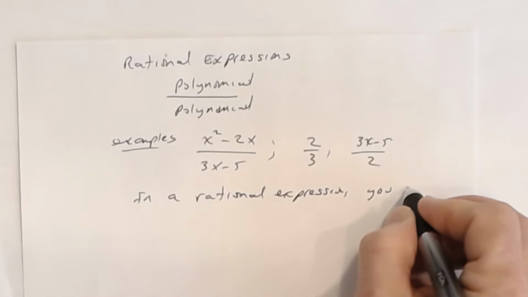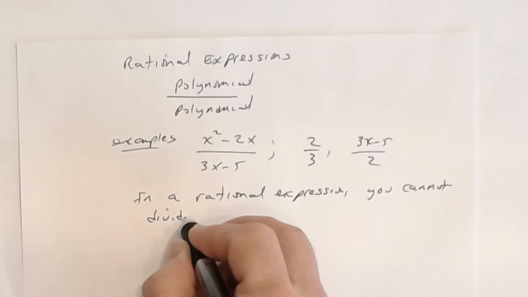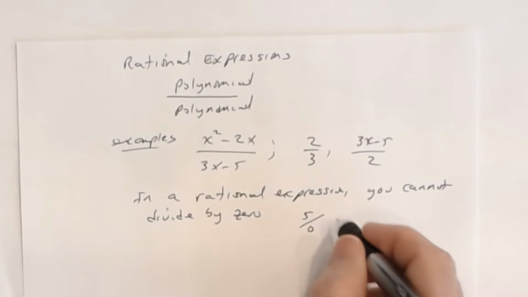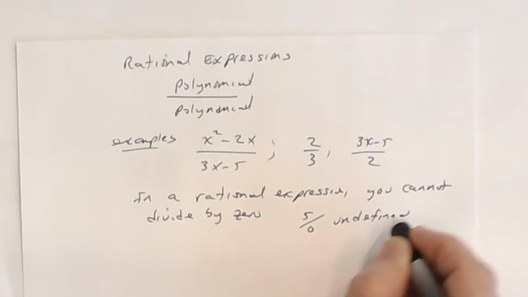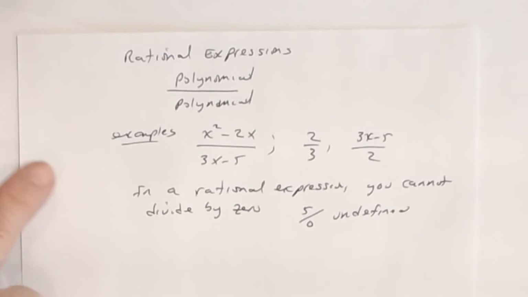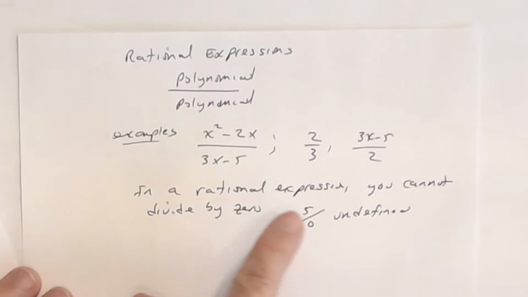you can't divide by 0. You cannot divide by 0. So if we look at 5 divided by 0, remember that's undefined. So in a fraction, your denominator can never be 0. So before we look at some problems, we now know what a rational expression looks like. And we know that in a rational expression, we cannot divide by 0 because 0 is where this fraction is undefined.